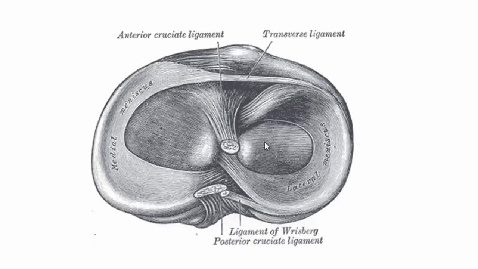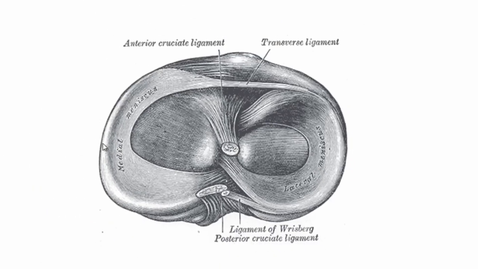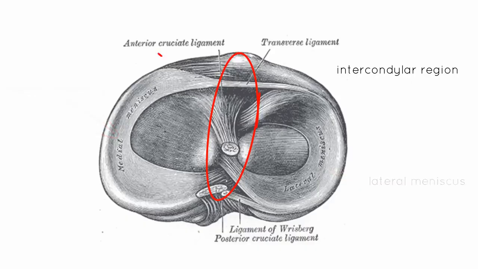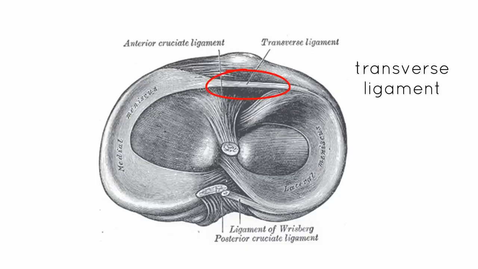We're looking at the exact same view. We're looking superiorly at the tibial plateau, and this is anterior up here, posterior down this side. You can see these crescent shaped menisci. You've got a medial meniscus and a lateral meniscus, and you can see how they attach in this central intercondylar region. You've also got the anterior cruciate and posterior cruciate ligaments attaching in this intercondylar region. Anteriorly there's this ligament which connects the two menisci. This is called the transverse ligament.